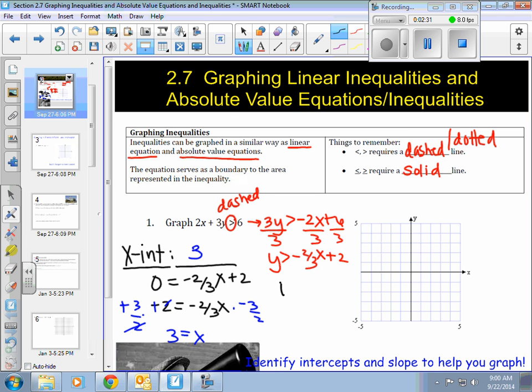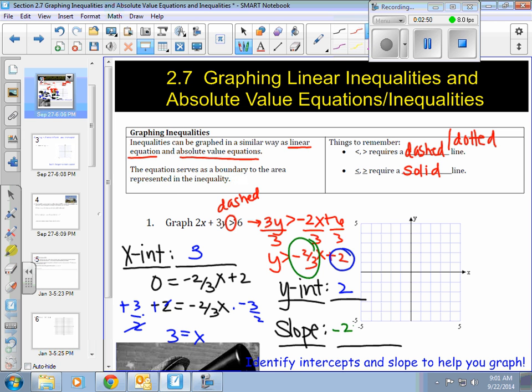Then we find our y-intercept. This is in slope-intercept form, so my y-intercept is 2. And then lastly, identify my slope. My slope is negative 2/3. So I plot my points. My x-intercept is 3, so it's the point (3, 0). My y-intercept is 2, so (0, 2). And I have a slope of negative 2/3. You could check going down 2 to the right 3. If I wanted another point, I could go up 2 to the left 3.